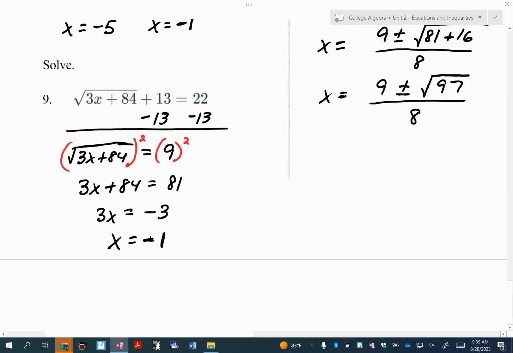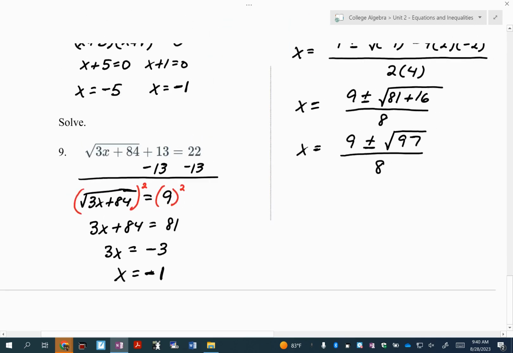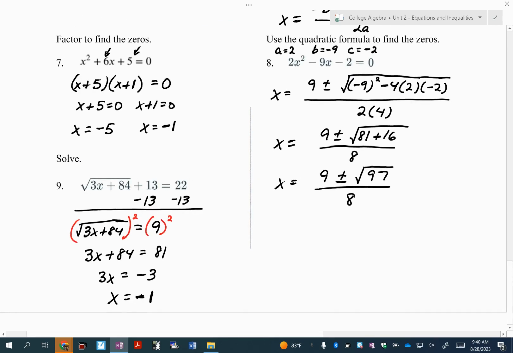Guys, that is it. If you can do these problems, you are going to be great on the test. Good luck.